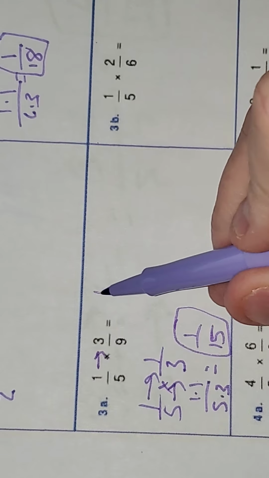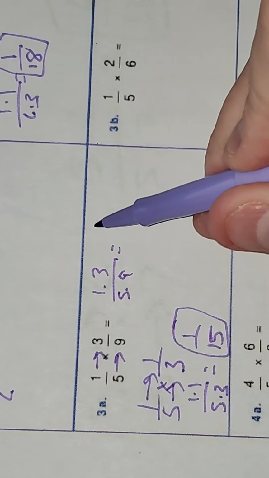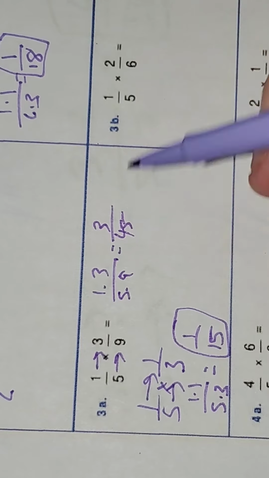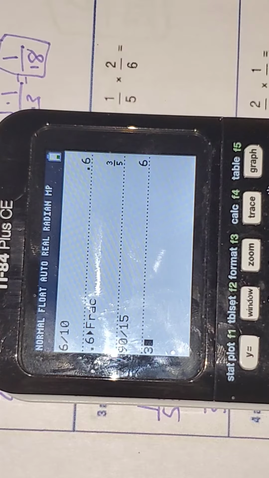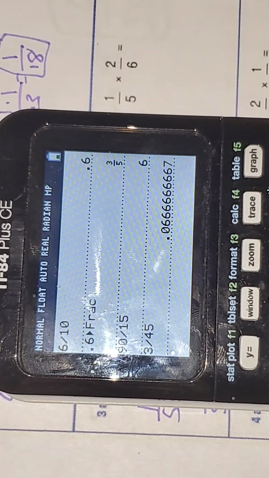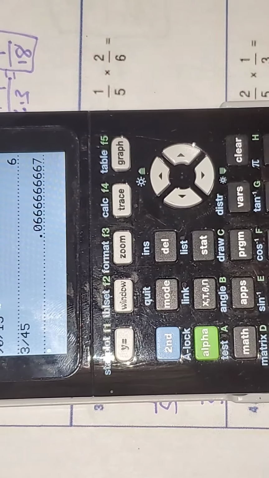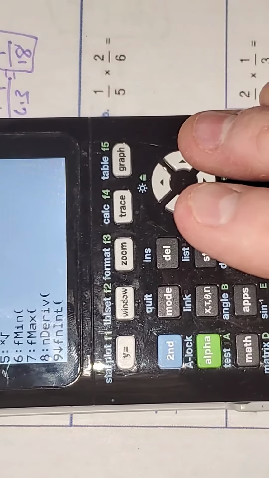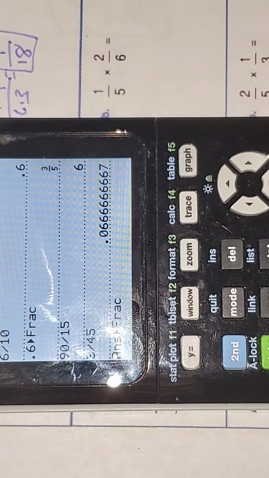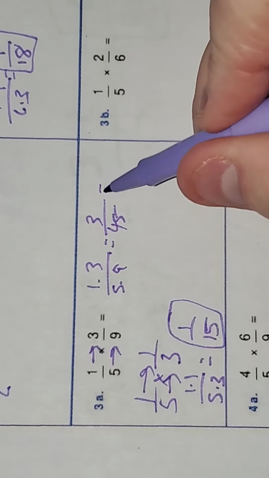Or we can just do 1 times 3 in the beginning and 5 times 9 in the beginning, which gives us 3 over 45. This is another time when you might want to use your calculator and do 3 divided by 45. Ooh, that's a crazy number. But if I just hit math, enter on fractions, because fractions is the first one. Okay, enter, and enter again. Notice it reduces it to 1 over 15, just like we have already shown.